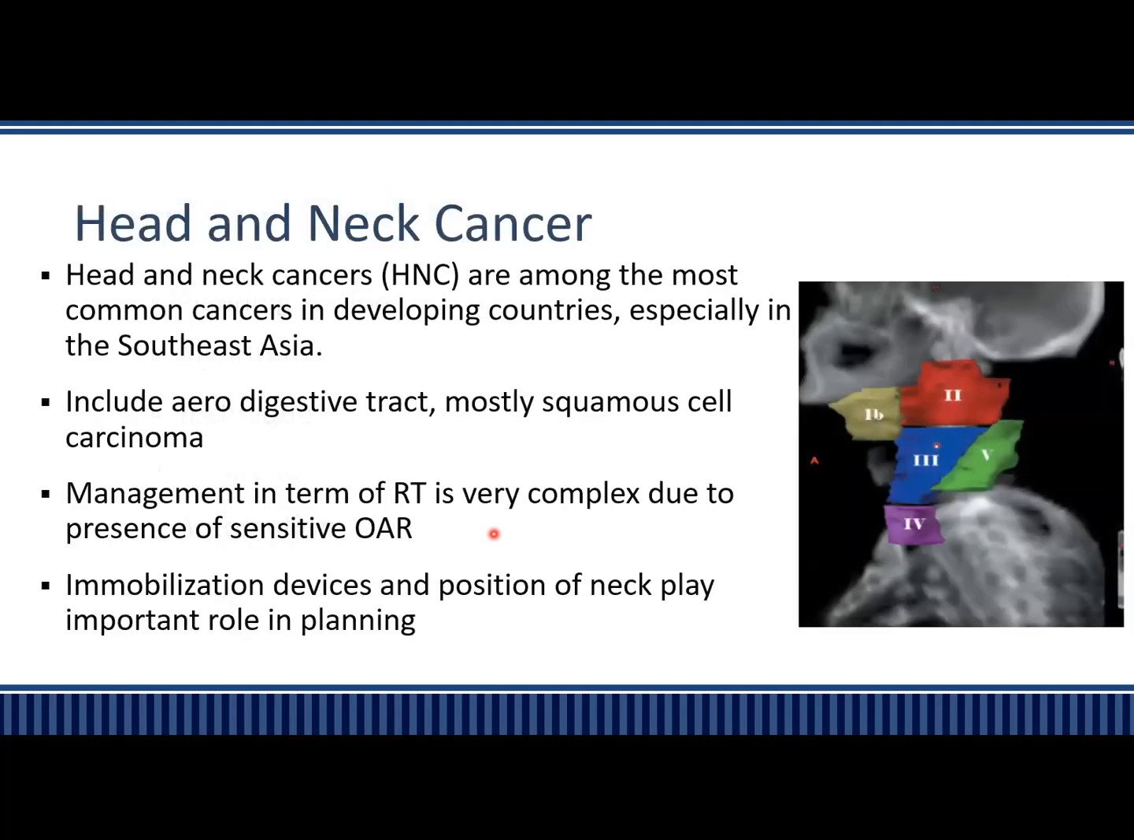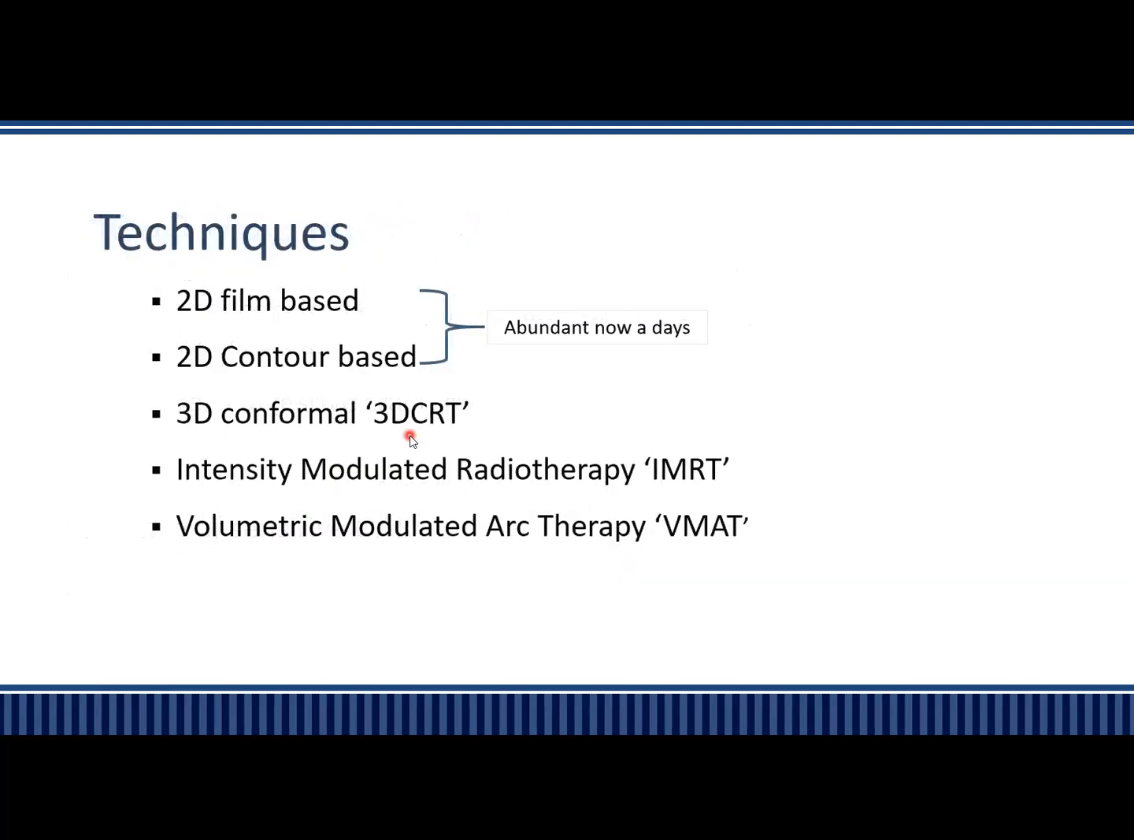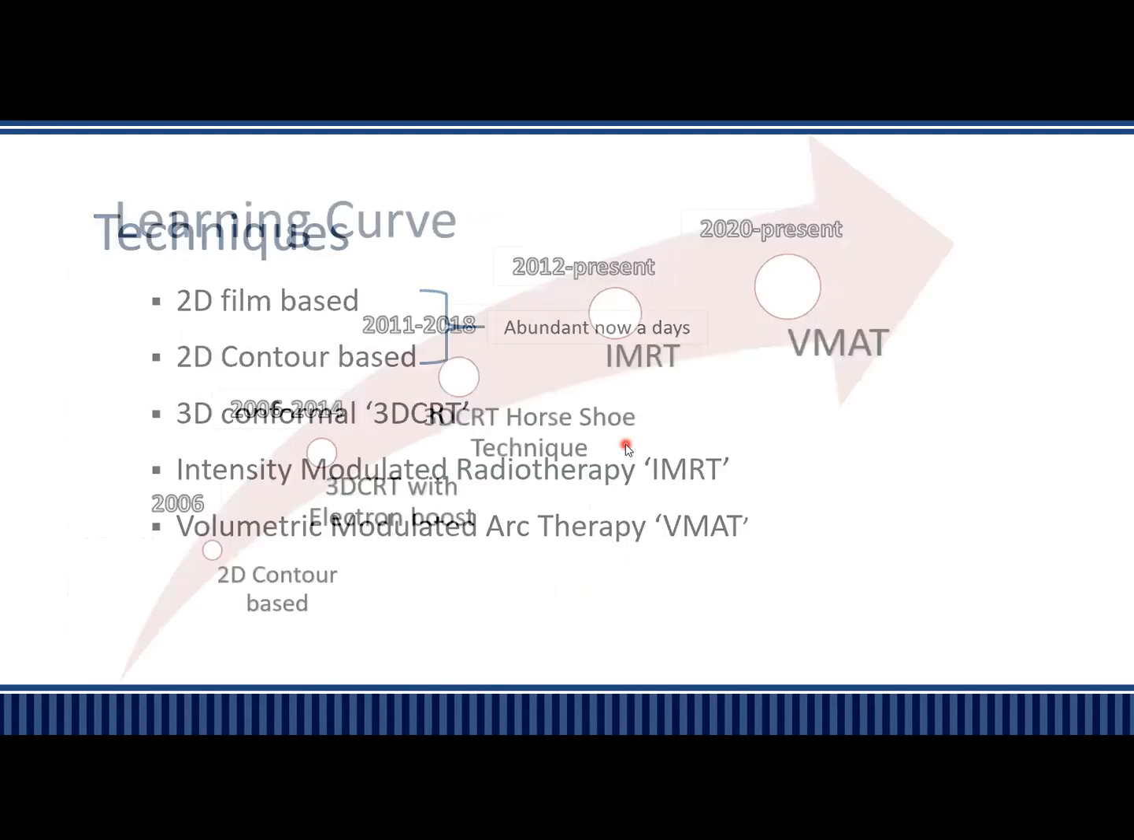Head and neck cancers are among the most common cancers in developing countries, especially in Southeast Asia, sorry, underdeveloped countries. They include the aerodigestive tract, mostly squamous cell carcinoma. Management in terms of RT is very complex due to the presence of sensitive OARs. Immobilization device and position of the neck play an important role in planning. So these are the techniques, and the first two are abundant nowadays.